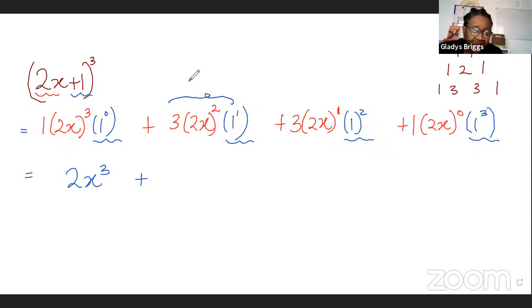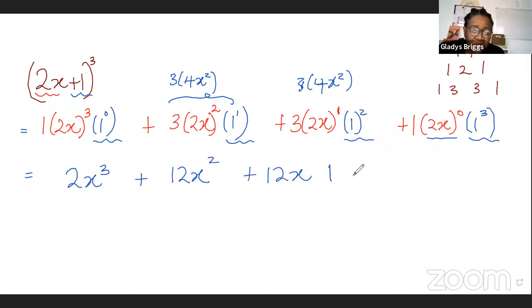This here would give you 3 times 4x squared, because you're applying that to the 2 terms in there. And the same thing on this one, 3 times 4x squared. And at the end, you would have 1 because this to the power of 0 would be 1 and 1 and 1. Okay, so here you have 12x squared plus 12x plus 1.